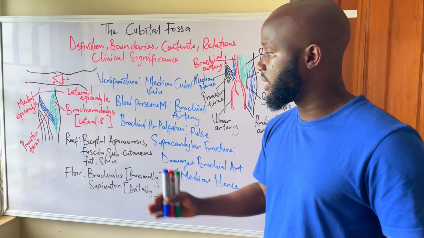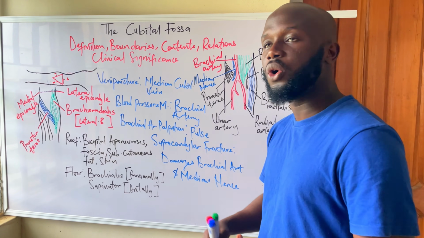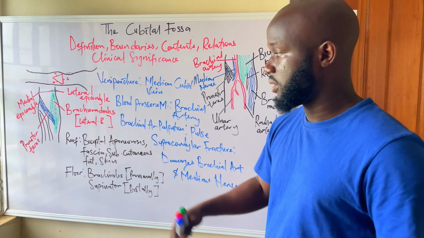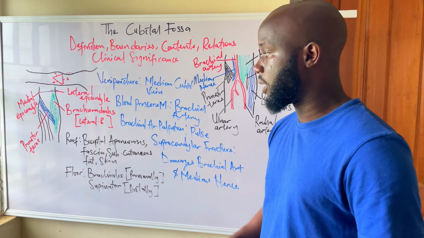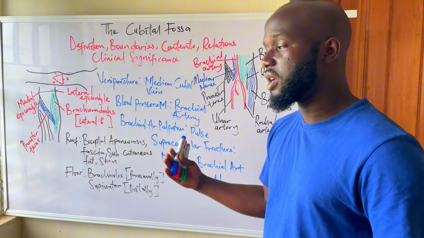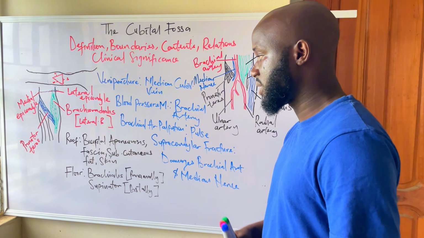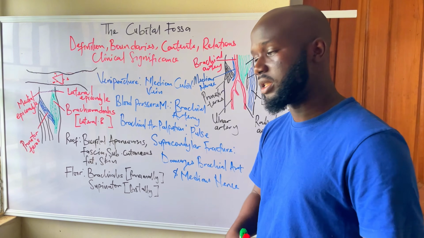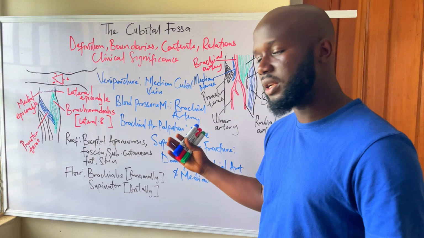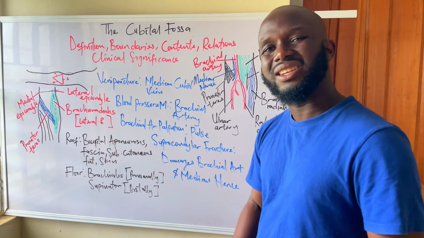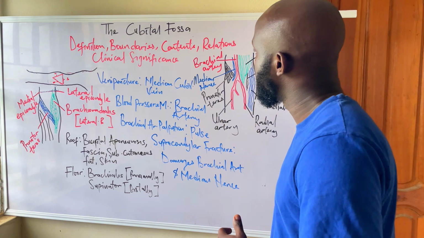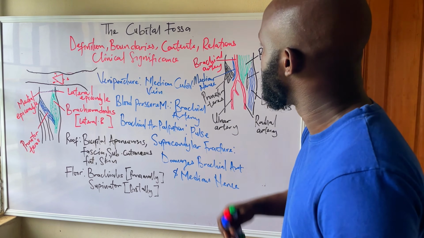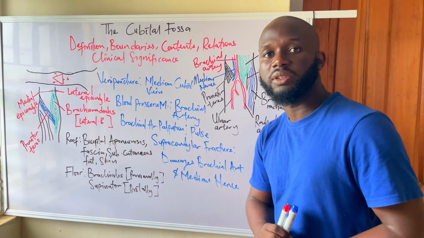Having said that, let's go to the roof and the floor. The roof is formed by the bicipital aponeurosis, by the fascia, by the subcutaneous parts, and skin. And the floor of the cubital fossa is formed by the brachialis proximally and the supinator distally. Having said that, let's move straight to the contents of the cubital fossa.